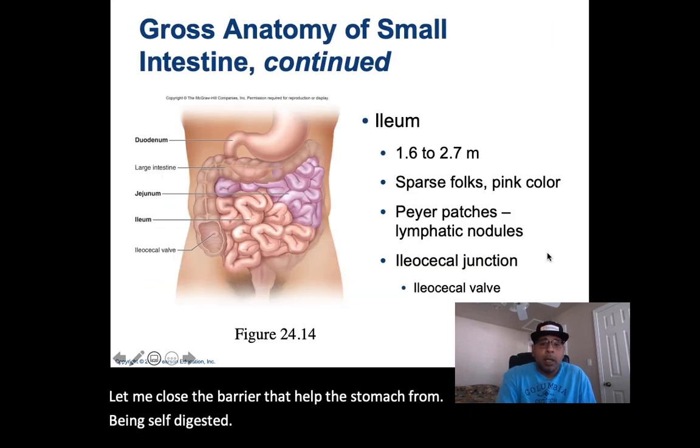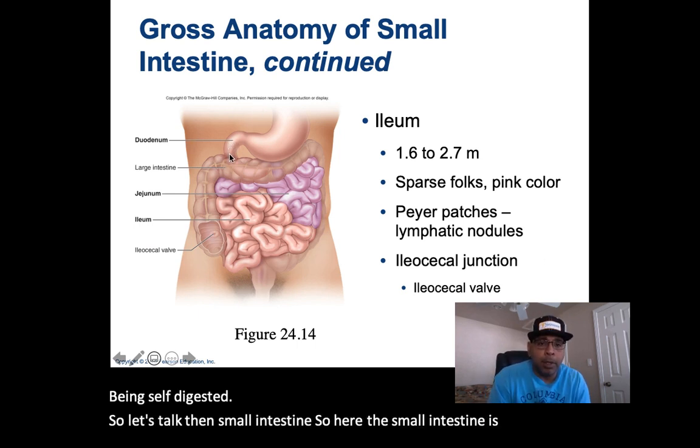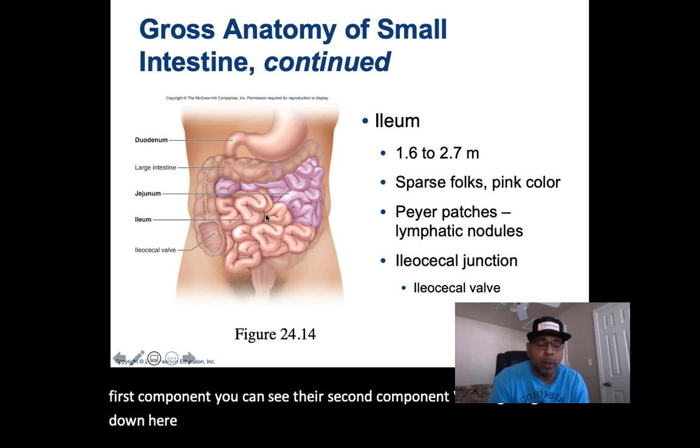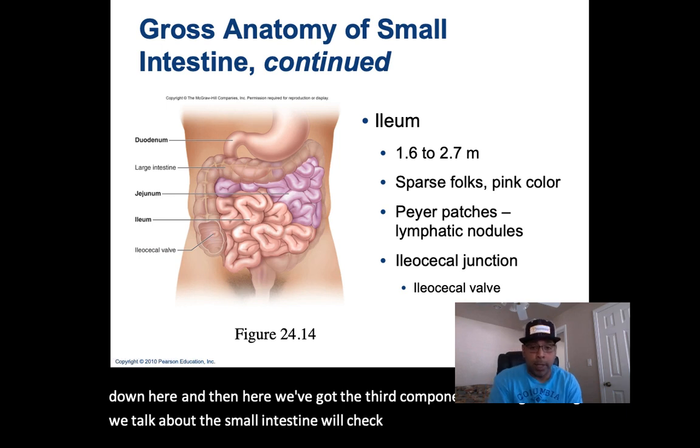So let's talk then small intestine. Here the small intestine is highlighted. First component you can see there. Second component we've got right down in here, and then here we've got the third component. So when we go through, we'll check out the small intestine and the associated organs.